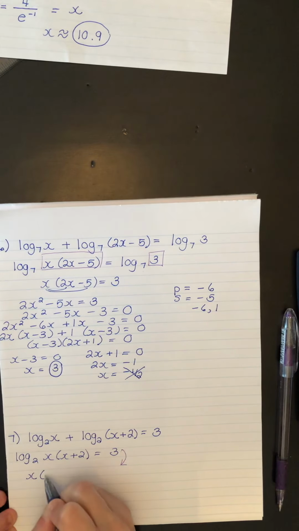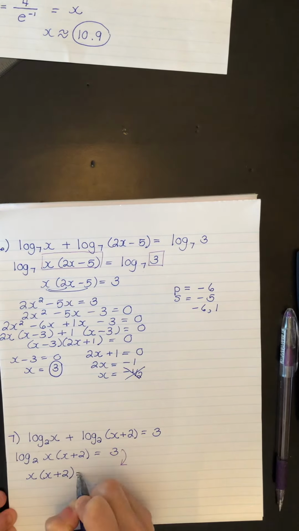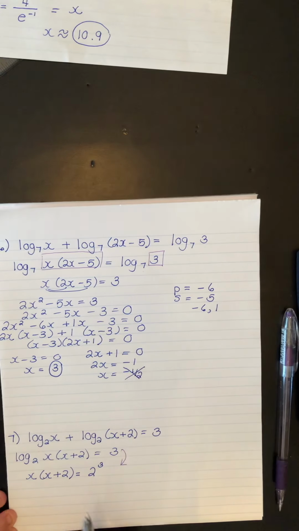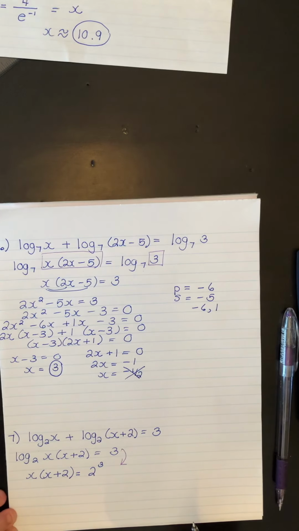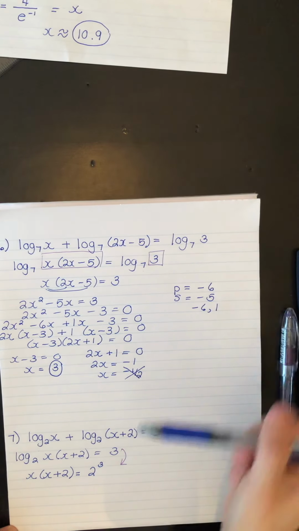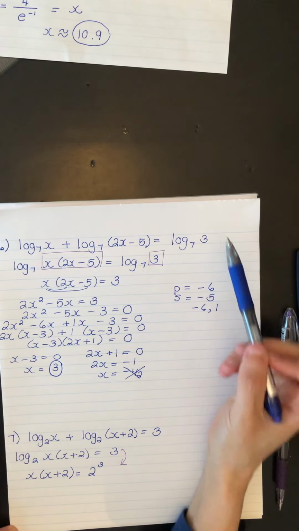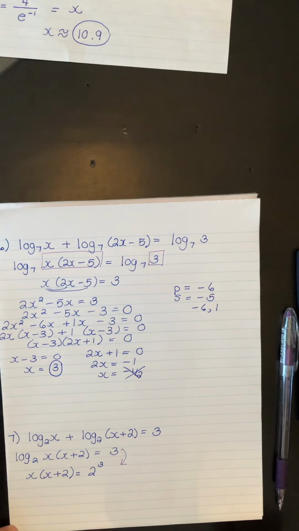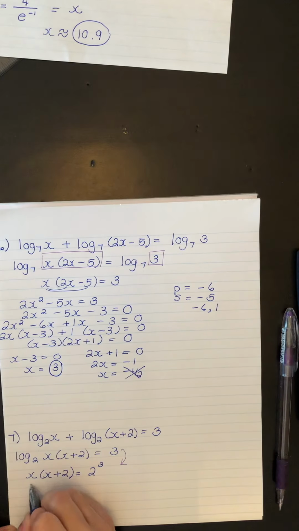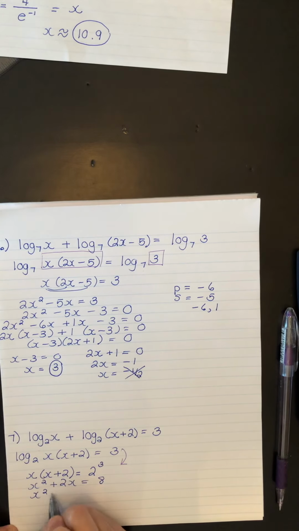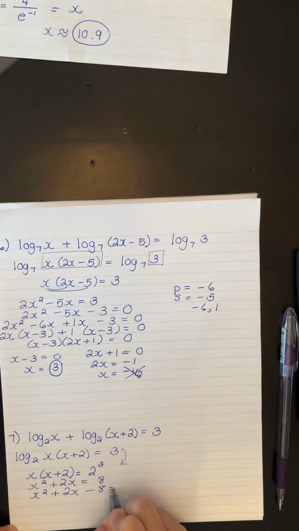This means taking x times x plus 2 and setting it equal to 2 cubed. The base is 2, the exponent is 3. Base, exponent. So see the big difference from this question and this question? And it has to do again with the right side here being a logarithm, but here not being a logarithm. Okay, so that's 8. We still have a quadratic to solve. x squared plus 2x is 8, from which x squared plus 2x minus 8 is 0.